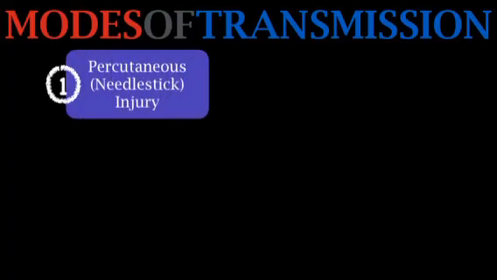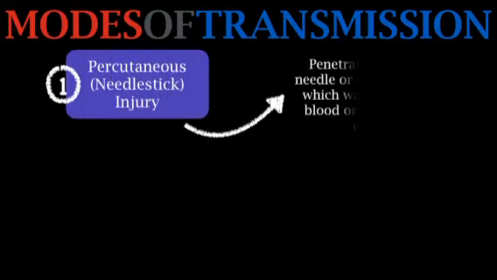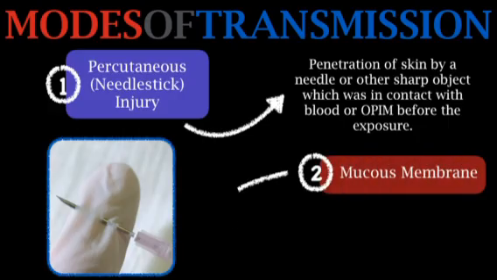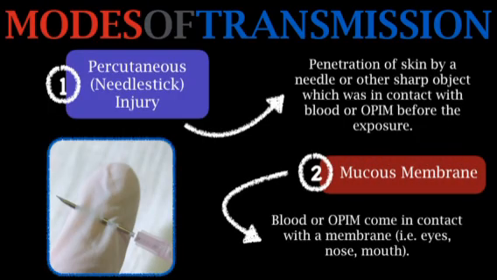What are modes of transmission for healthcare employees? 1. Percutaneous injury or needle stick injury. This is the penetration of the skin by a needle or other sharp object which was in contact with blood or OPIM before the exposure. 2. Mucous membrane. This occurs when blood or OPIM come in contact with a mucous membrane such as the eyes, nose, or mouth.